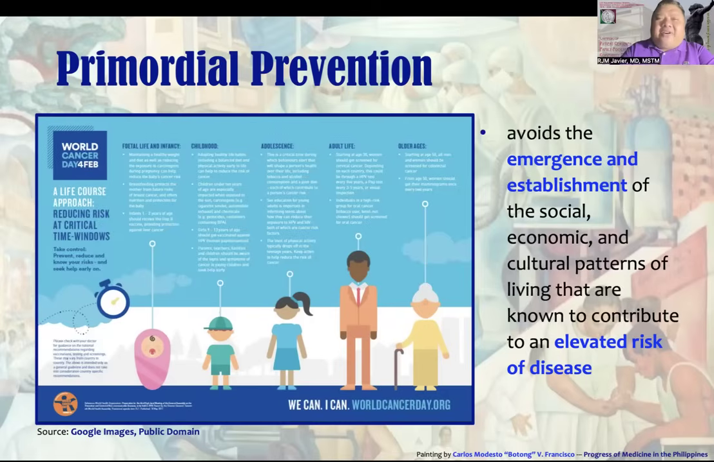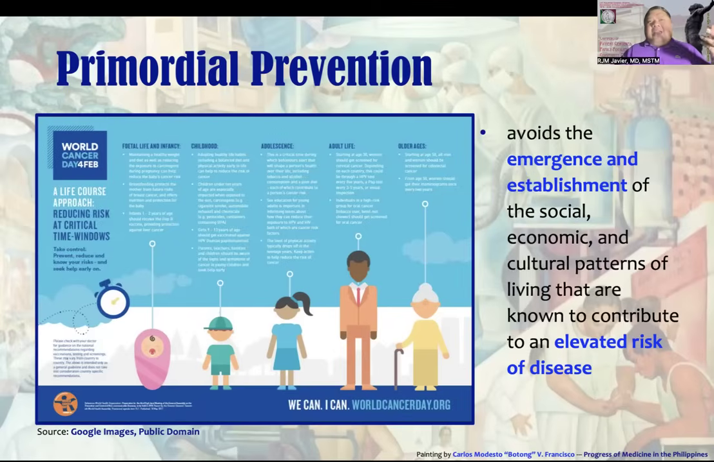But if I deliver the same lecture and my audience will be college students, they are now old enough to smoke. It's possible that some of the members of the audience are already smokers. So that becomes primary prevention. Primary prevention prevents onset of disease. Primordial prevention prevents onset of risk factors for a certain disease.